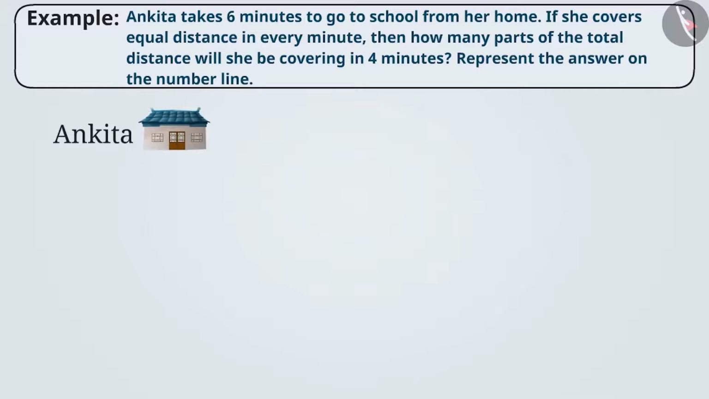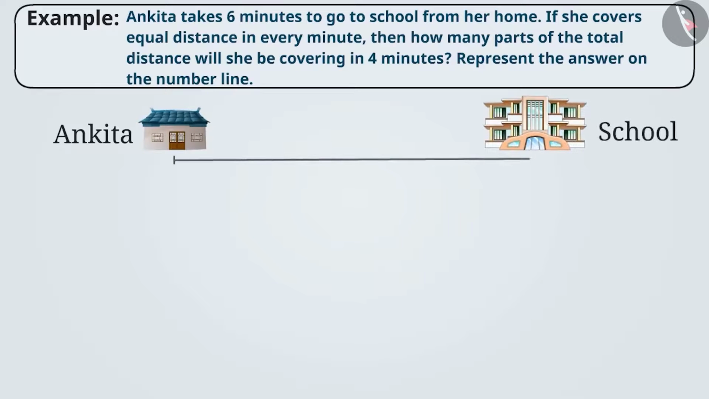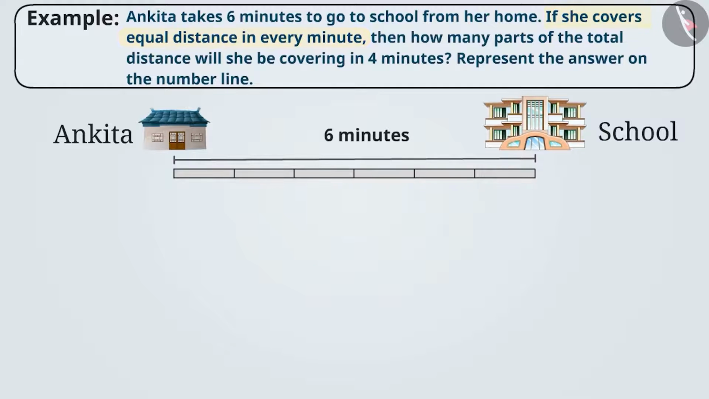This is Ankita's home and this is her school. Ankita takes 6 minutes to reach school from her home. Since she covers equal distance in each minute, we can say that in 6 minutes, she will cover 6 parts of the total distance. We have to find out the distance she will cover in 4 minutes. As you can see, in the first minute, Ankita covers one part of the total distance which can be represented in a fraction as 1/6.